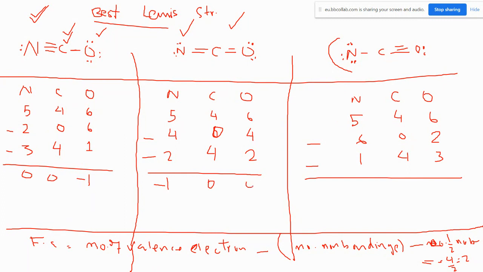2 minus 2, 0. Here 5 minus 6, minus 1. Minus 1 minus 1, minus 2. Here 0. And here 6 minus 2, 4. 4 minus 3, 1. Because this is 1, we will write plus 1 here. Now you ask your question.